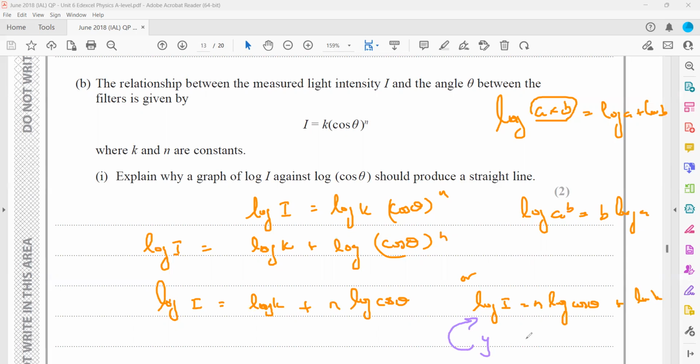on the y-axis, if we plot log I, and on the x-axis, if we plot log cos theta, our gradient will be equal to n. So if the gradient is equal to n, and n and k are constants, it will be a straight line, not passing through the origin because there is a y-intercept. So there will be a straight line, but it will have a y-intercept, if the graph is between log I and log cos theta.